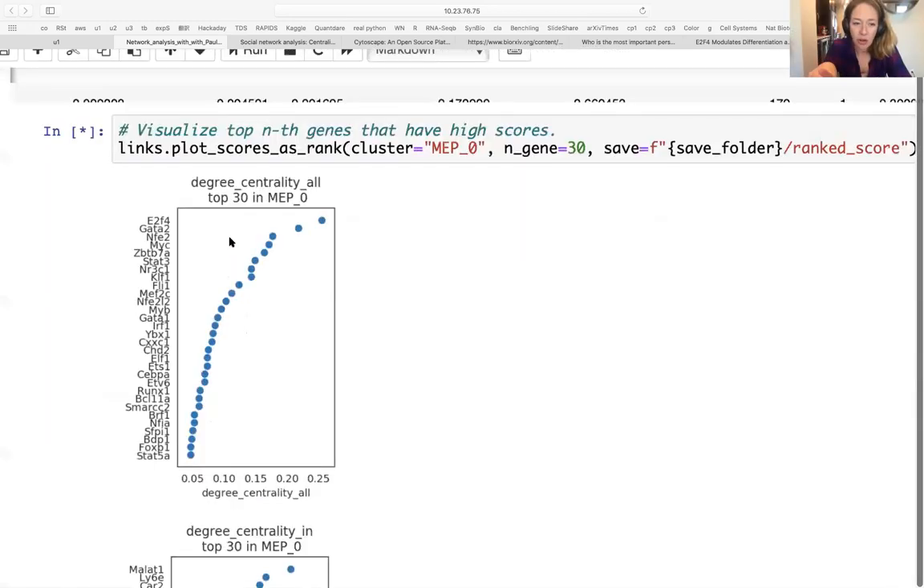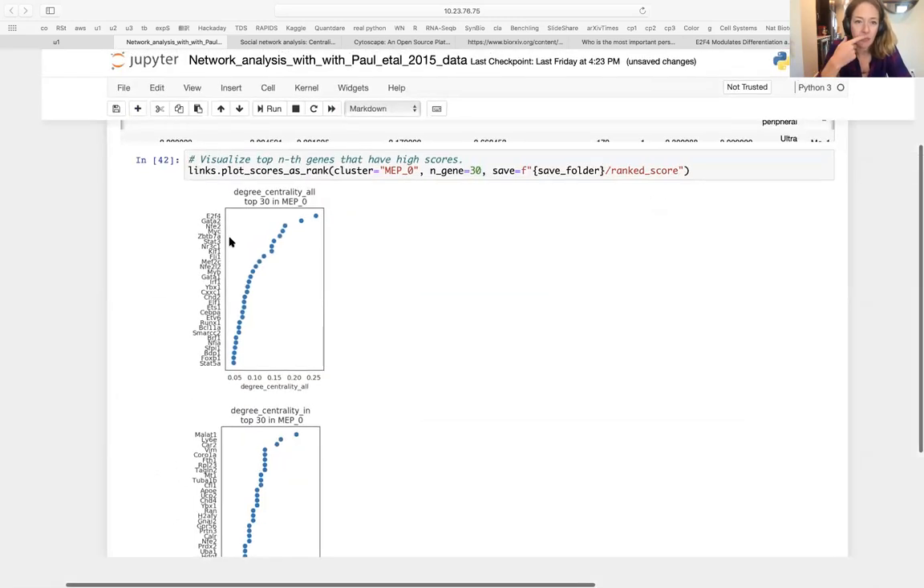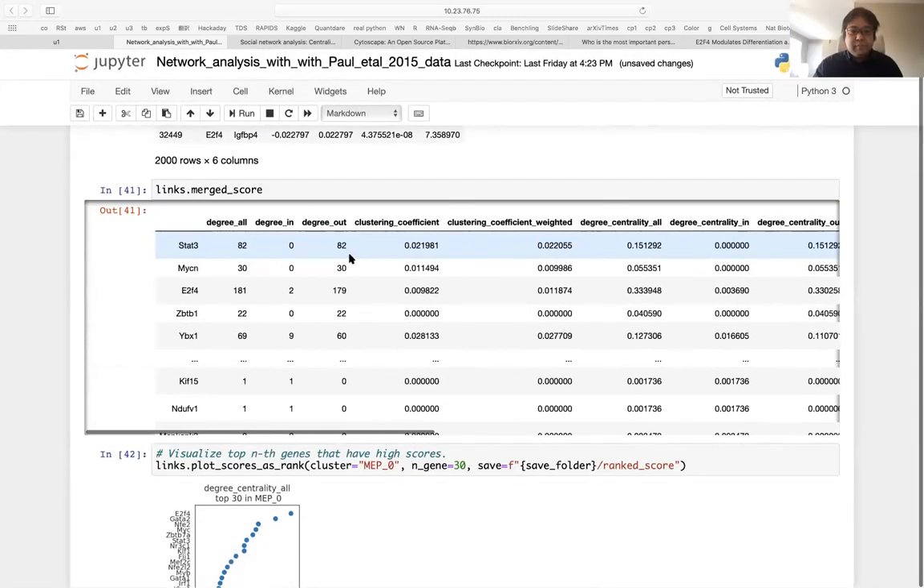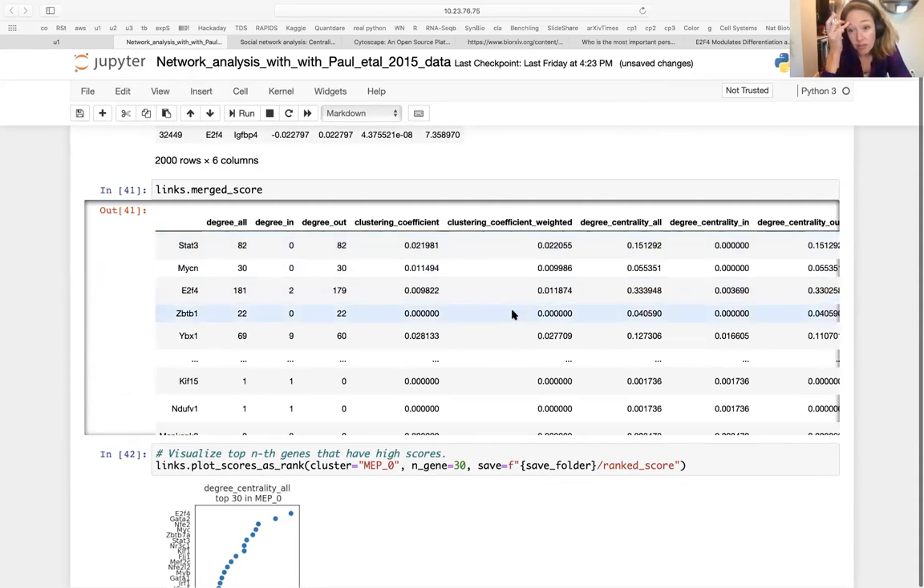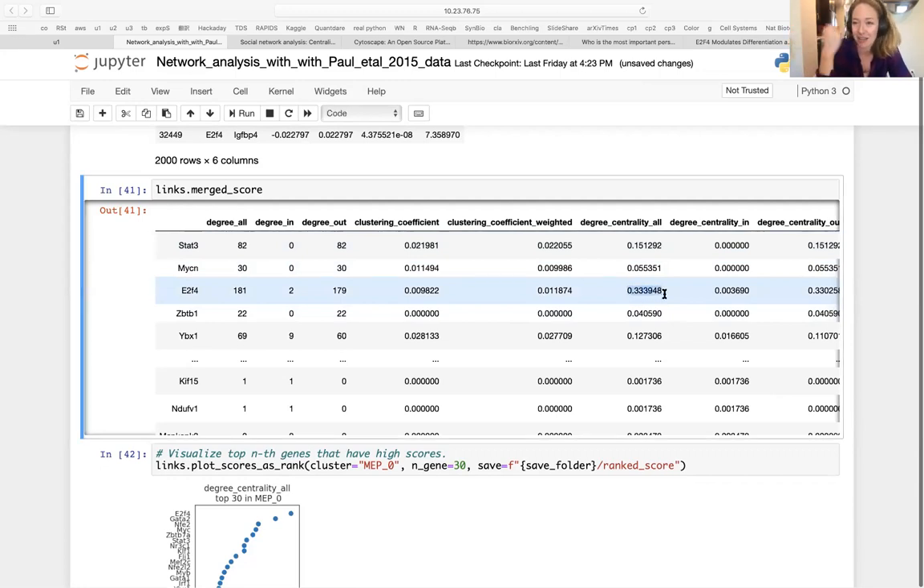So Kenji, if you go back up to that table, yep, you were just pointing out the degree centrality for STAT3, but then a couple down, E2F4. Does that mean it's connecting to twice as many genes as STAT3? Yes, it is. Okay. So the degree centrality score means the number of edges. For example, E2F4 has 0.3 and STAT3 is 0.15.